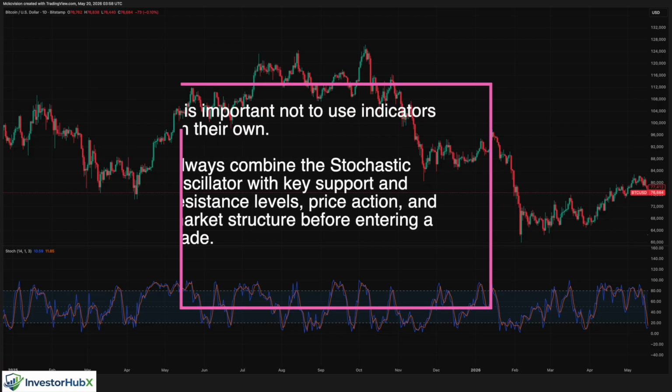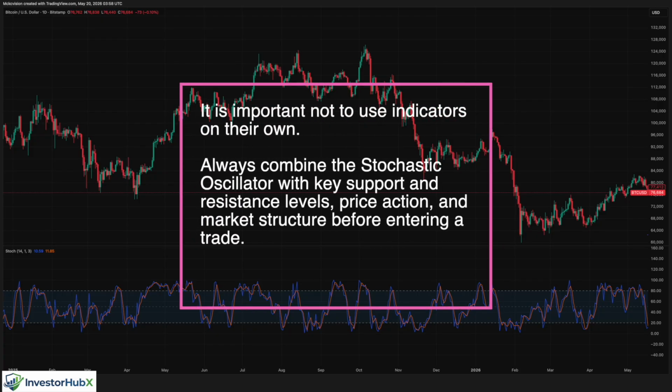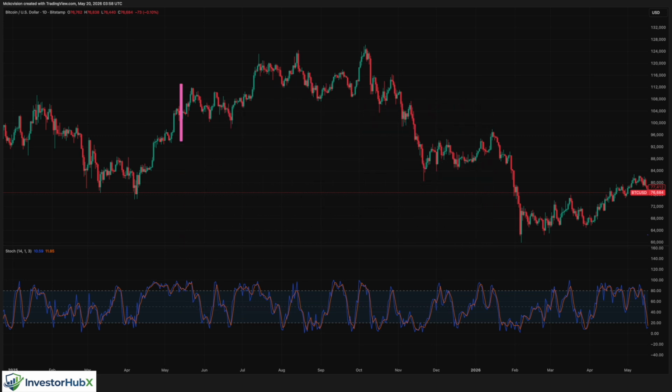However, it is important not to use indicators on their own. Always combine the stochastic oscillator with key support and resistance levels, price action, and market structure before entering a trade.